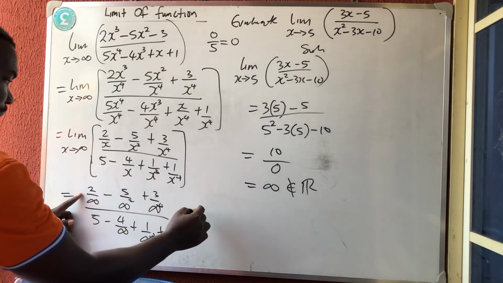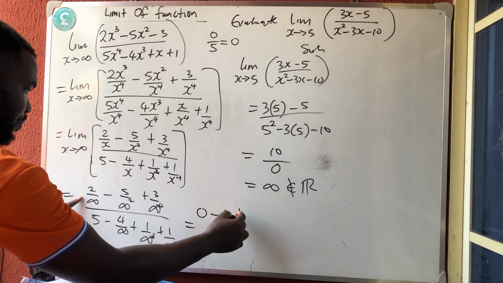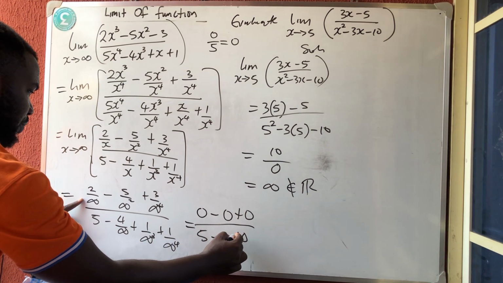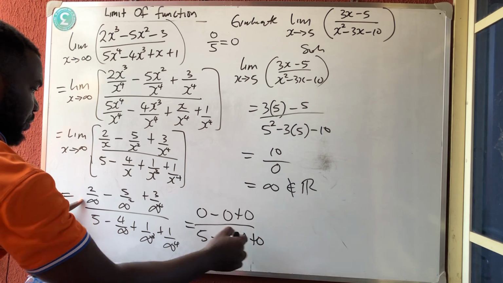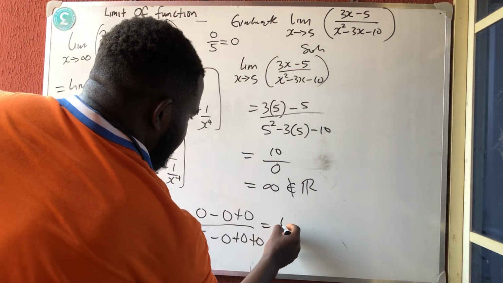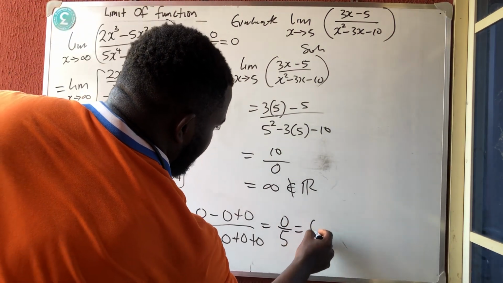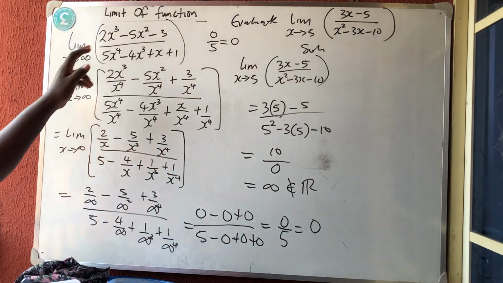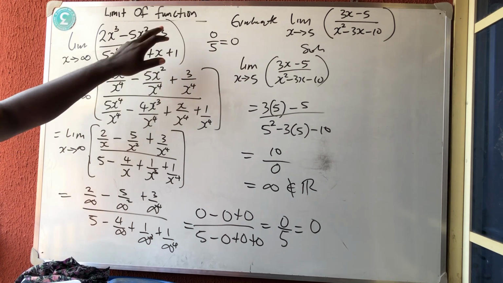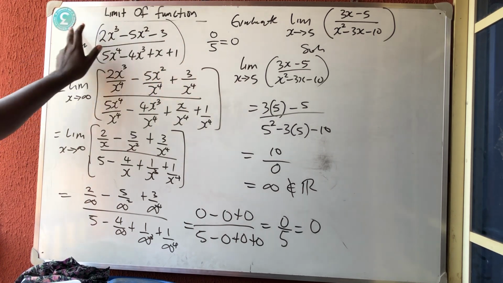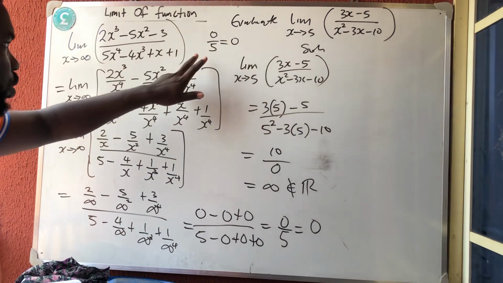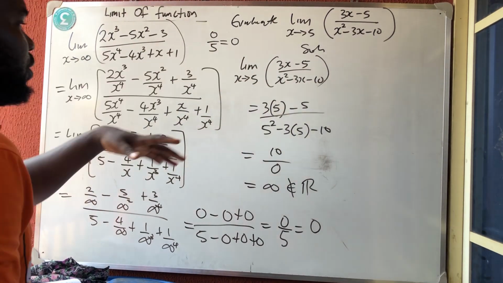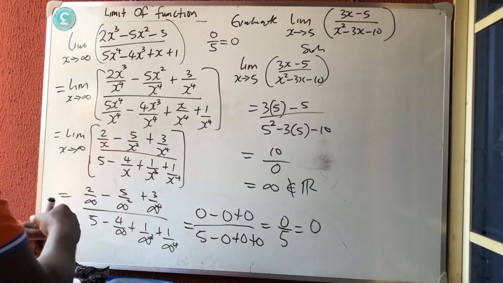So what am I having here? 0 minus 0 plus 0 all over 5 minus 0 plus 0 plus 0. So 0 over 5, and 0 over any number is 0. You see that the shortcut is that the highest power is x^4, and there is no x^4 in the numerator, so its coefficient is just 0. The coefficient of x^4 in the denominator is 5. So 0 over 5 is 0. That is the shortcut to what I just did.